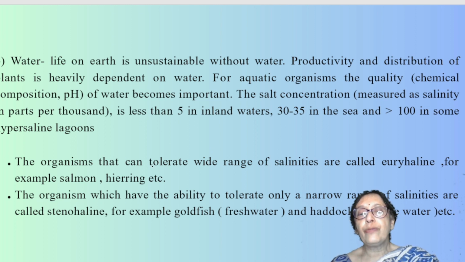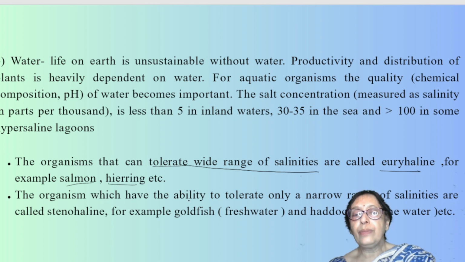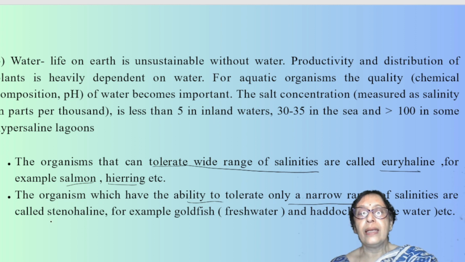So the organisms which can tolerate a wide range of salinities are called euryhaline. They are salmon, herring, etc. And organisms which have the ability to tolerate only a narrow range of salinities are called stenohaline, like goldfish, haddock, etc.